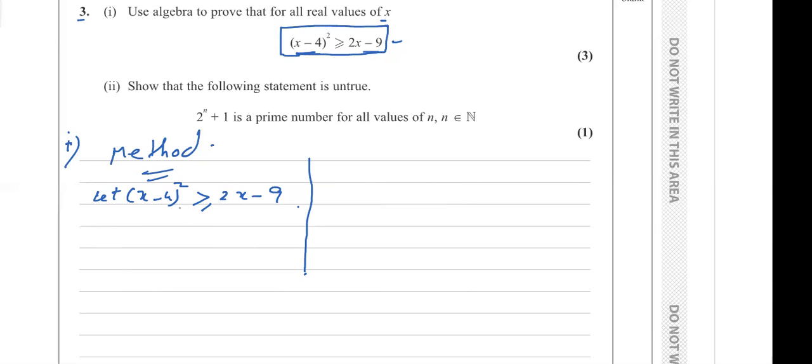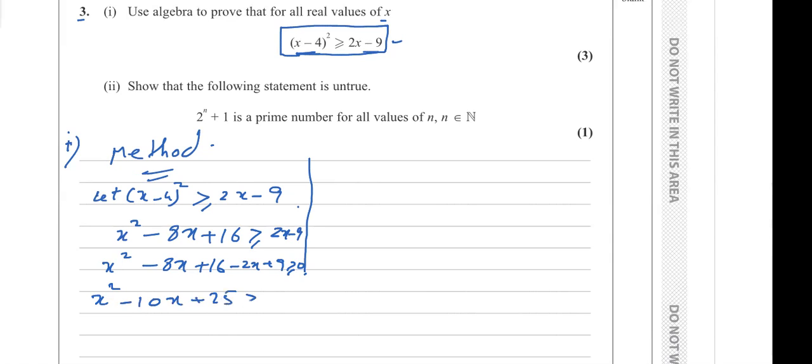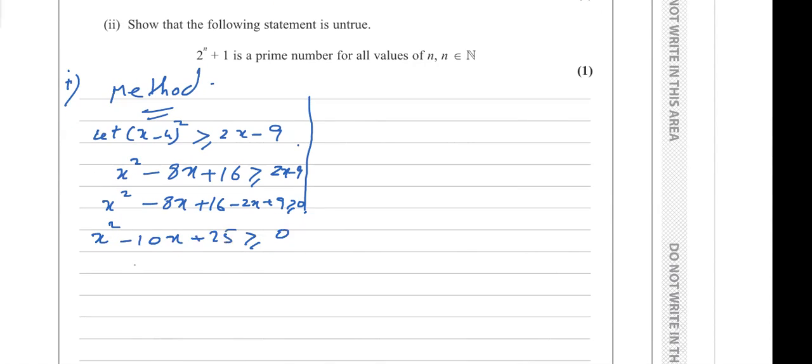I will expand this one. On expanding, it will become x squared minus 8x plus 16 is greater than or equal to 2x minus 9. Bring them to this side: minus 2x plus 9 greater than or equal to 0, and that will become x squared minus 10x plus 25 greater than or equal to 0. Now that is a complete square. I can say it is x minus 5 whole squared.